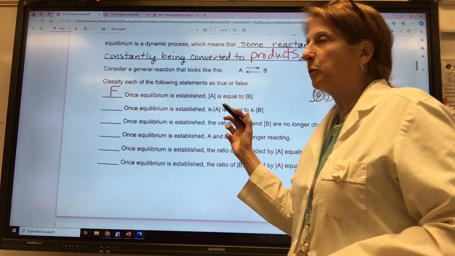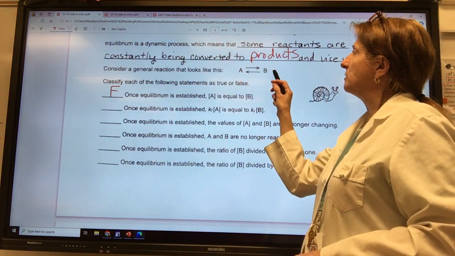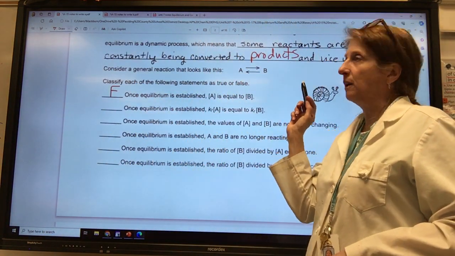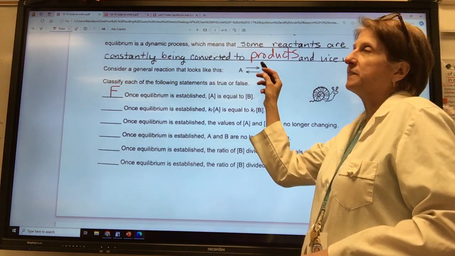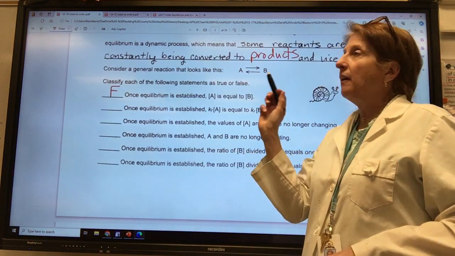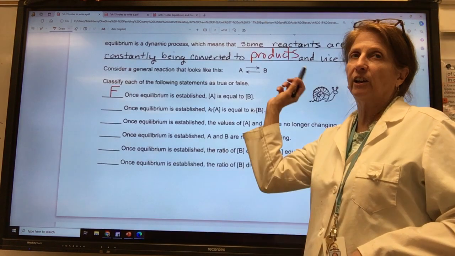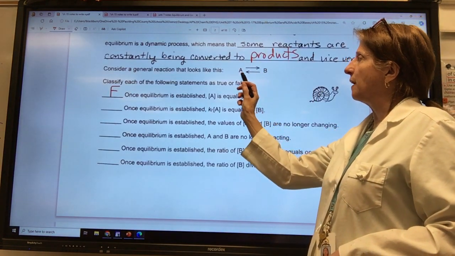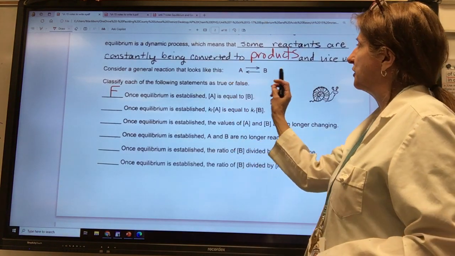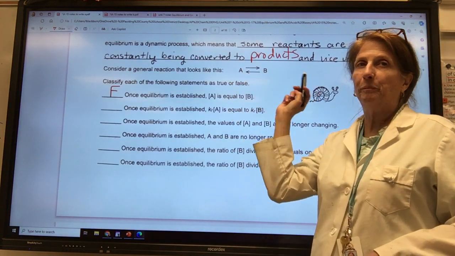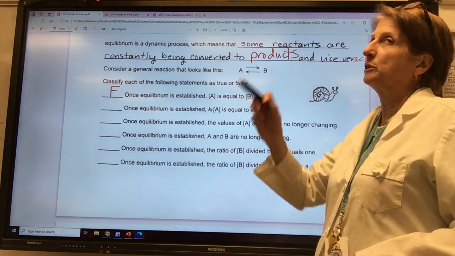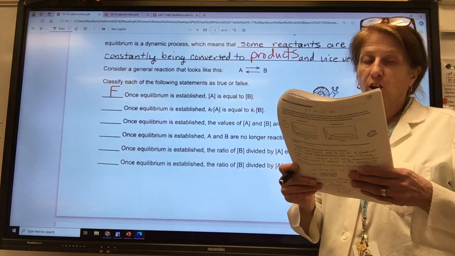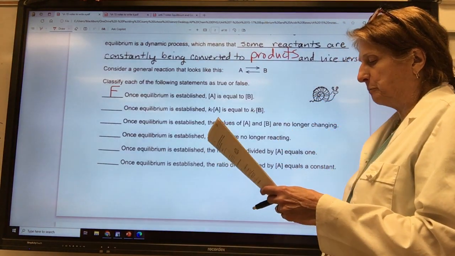It could be an equilibrium where almost everything goes to be a product, or it could be an equilibrium where just a little bit goes to be a product. These are not necessarily going to be the same, but the concentration of A is not changing anymore, and the concentration of B is not changing anymore. We don't know which one's more. They could be equal, but they could not be.